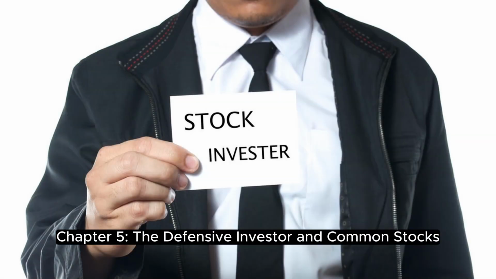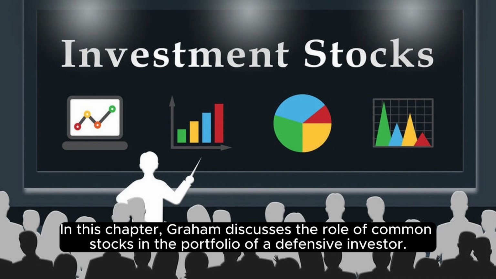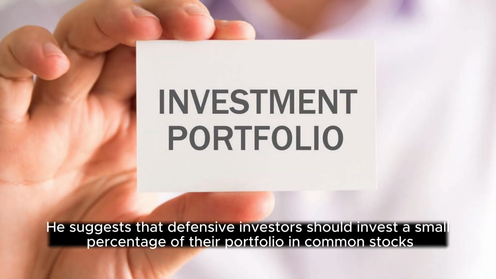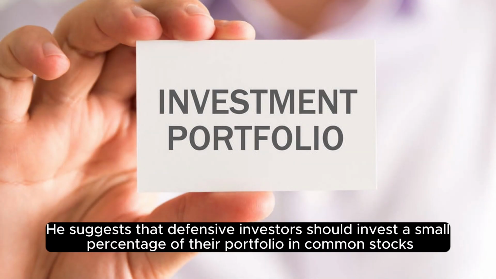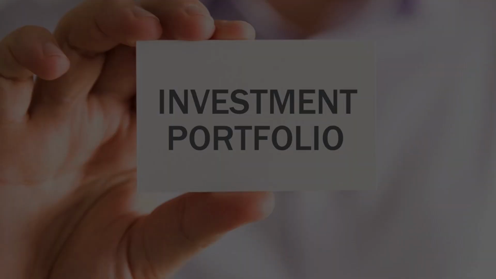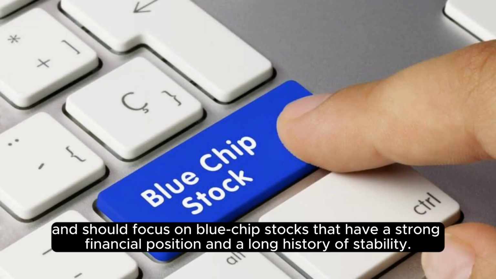Chapter 5: The Defensive Investor and Common Stocks. In this chapter, Graham discusses the role of common stocks in the portfolio of a defensive investor. He suggests that defensive investors should invest a small percentage of their portfolio in common stocks, and should focus on blue-chip stocks that have a strong financial position and a long history of stability.